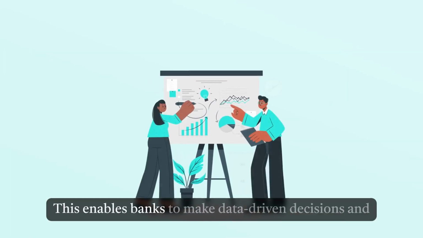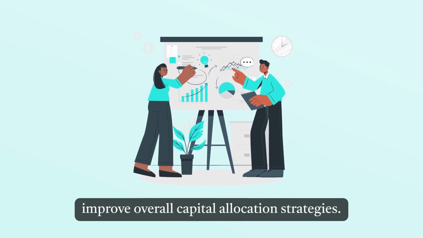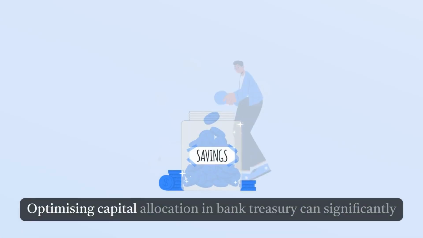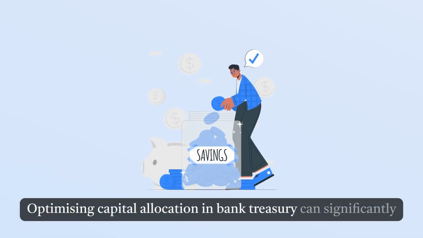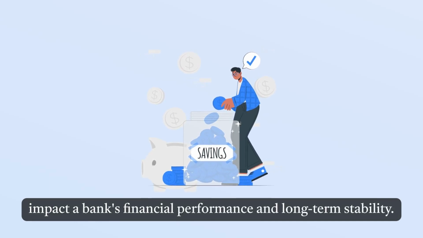This enables banks to make data-driven decisions and improve overall capital allocation strategies. Final thoughts. Optimizing capital allocation in bank treasury can significantly impact a bank's financial performance and long-term stability.